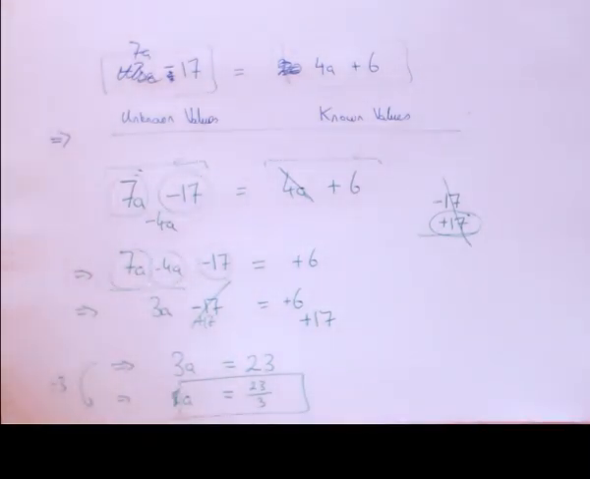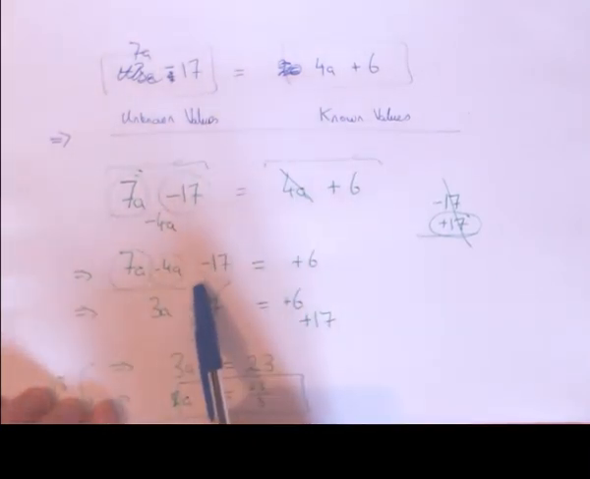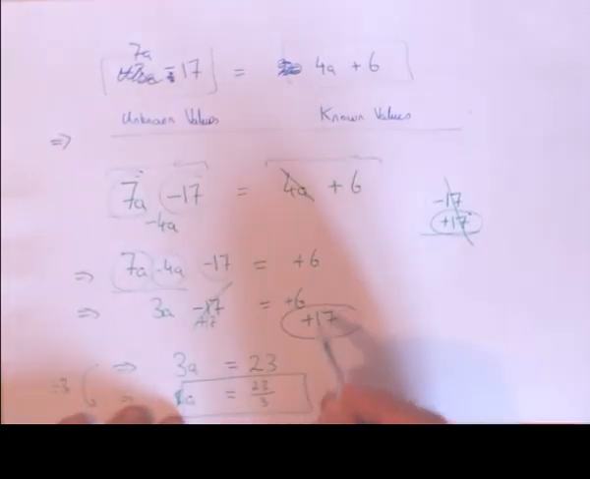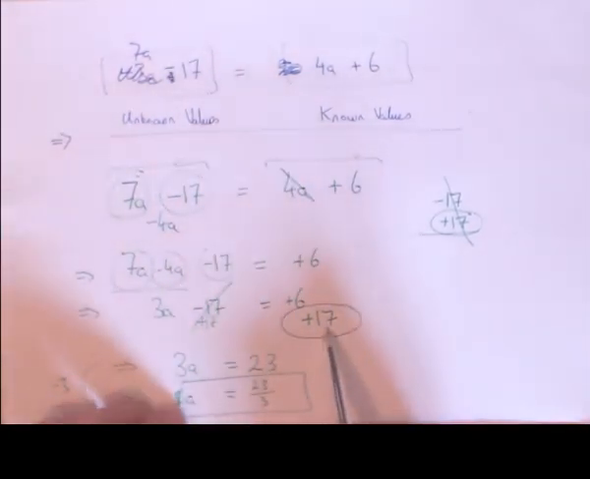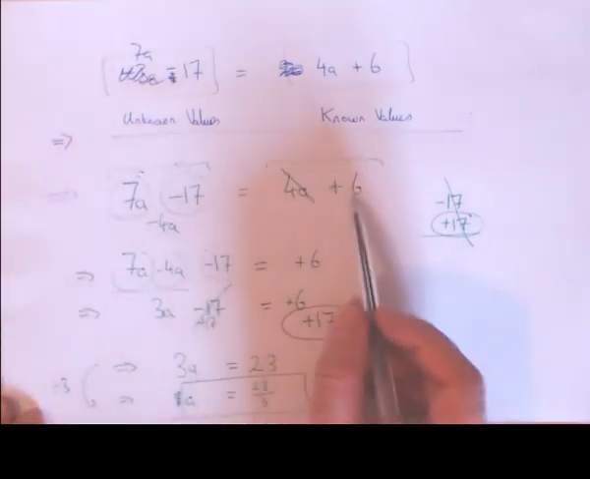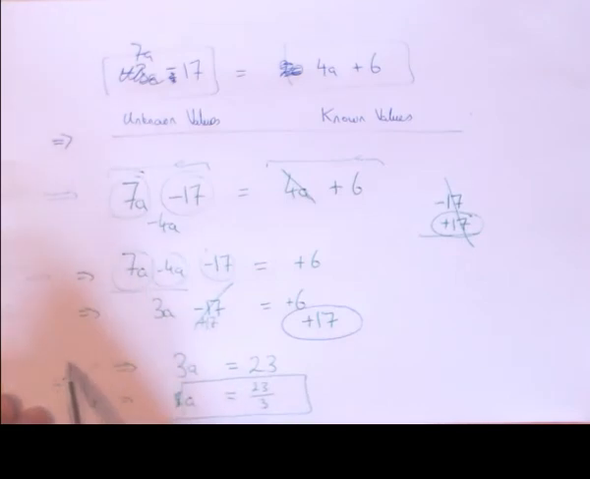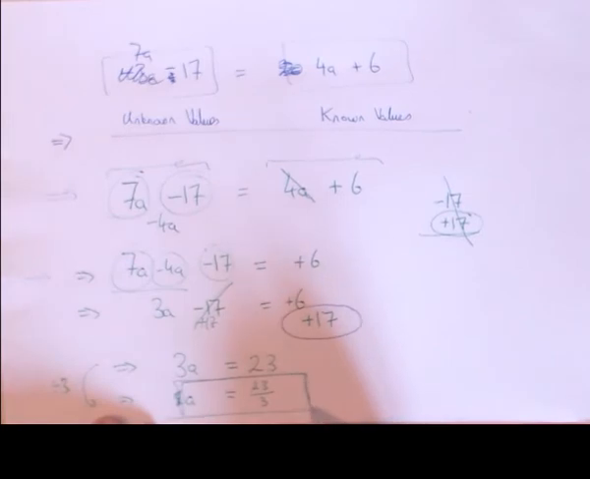Okay, so that's how you do balancing. With balancing, we want to keep things in balance. If I remove a 4a, I have to remove a 4a here. If I remove a negative 17, this is removing a negative 17. Removing a negative is the same as adding a positive. So I've subtracted negative 17 and I subtract a negative 17, keeping things in balance so that I end up, these are logical statements. This is true. Therefore, this statement is also true, and so on down the line. What's my final statement? A is equal to 23 over 3. That's the value I worked out for a.